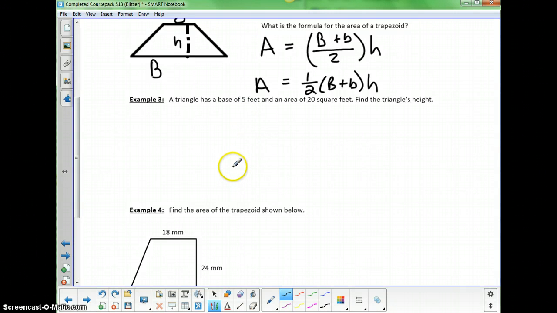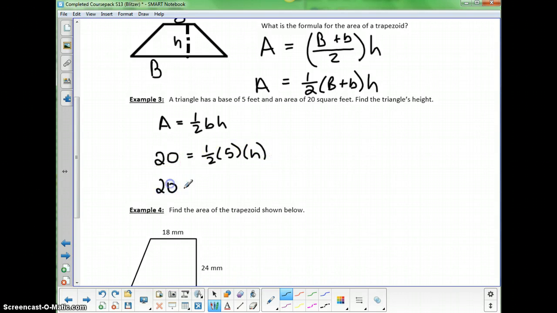Okay, a triangle has a base of 5 feet and an area of 20 square feet. Find the triangle's height. Okay, so for a triangle, area is equal to 1/2 base times height. The area was 20, so that equals 1/2 times 5 times height. I don't know height. Let's simplify. 20 equals 1/2 times 5. 5 is 5 over 1, so 1/2 times 5 is 5 over 2 times height. I'm going to copy that over here. 20 equals 5/2 times height.